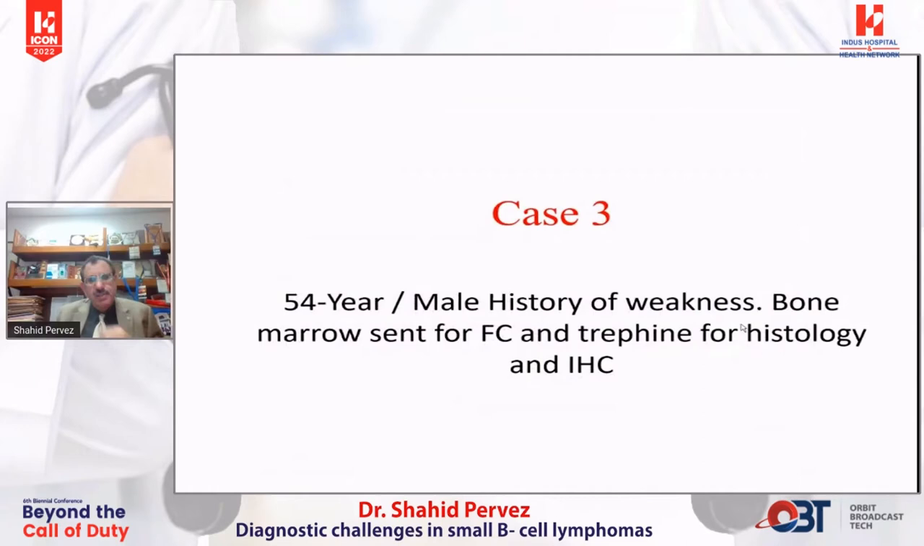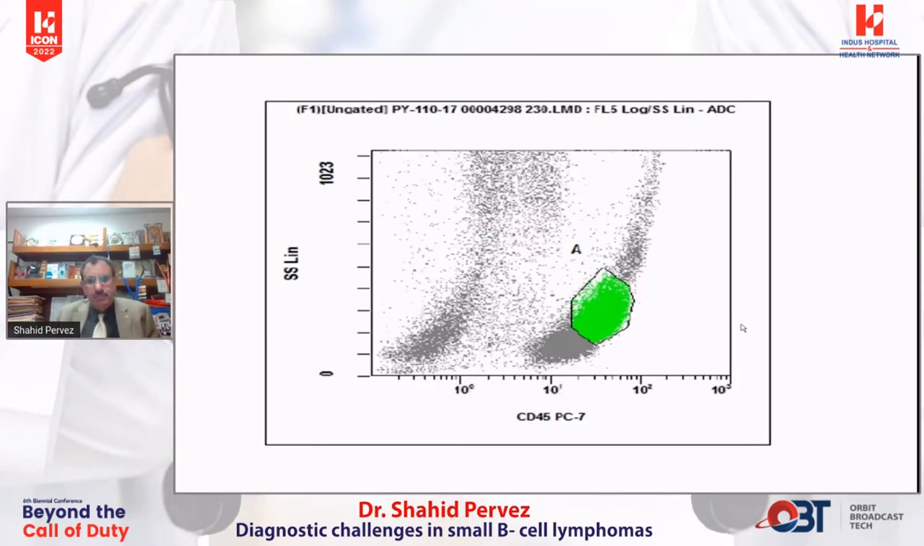So coming to the last case, this was a 54-year-old male with a history of weakness. Bone marrow was sent for flow cytometry, and again, trephine for histology and immunohistochemistry. Because of my interest in neoplastic hematopathology, I regularly review and report bone marrow trephines with our hematology colleagues, particularly hematology trainees.